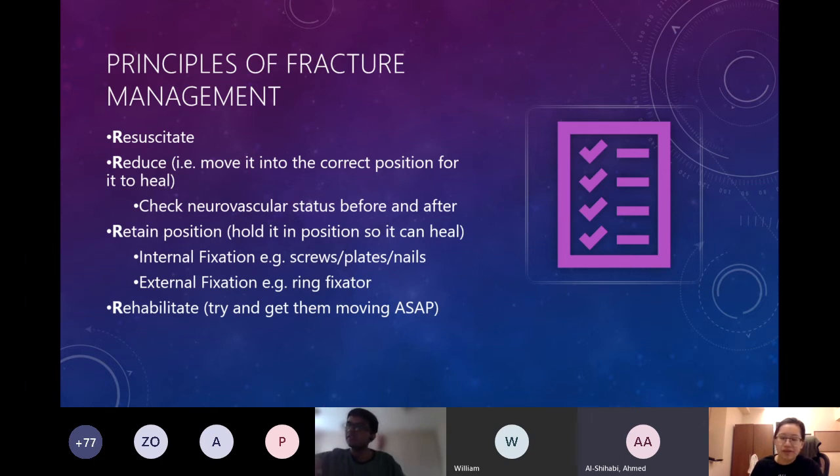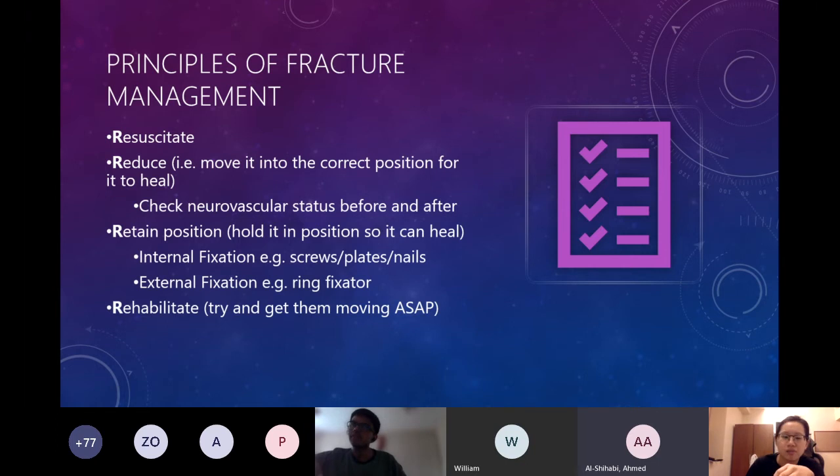Because of all the things that surround bones, obviously you want to check the neurovascular status before and after. A good example of this is a dislocation of the shoulder. You want to check axillary nerve function with the whole can they feel over the regimental patch beforehand. Then once you've reduced it, you want to check that you haven't impinged on the axillary nerve, so you want to check it again afterwards.